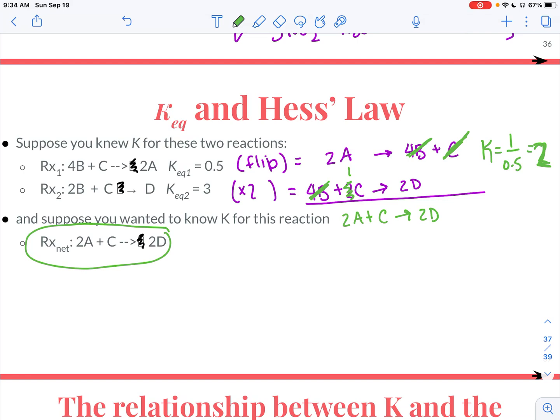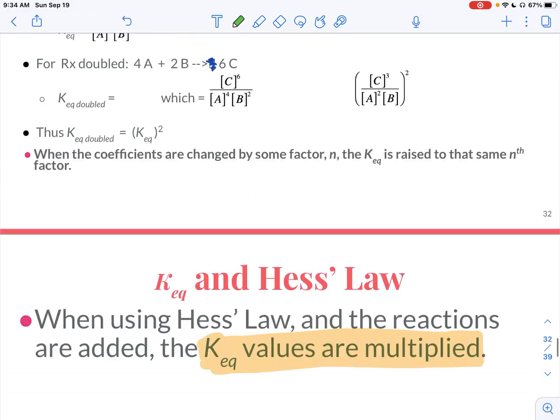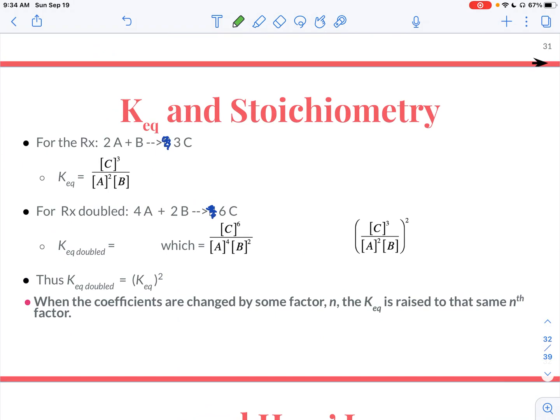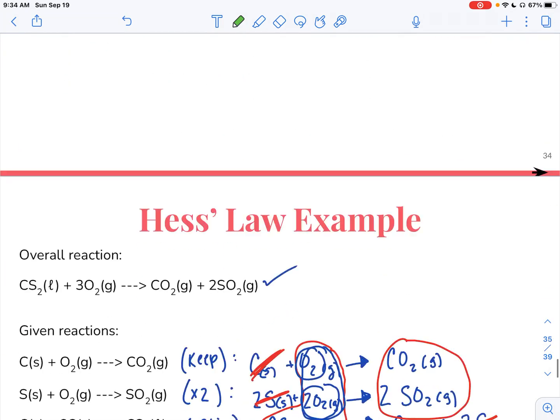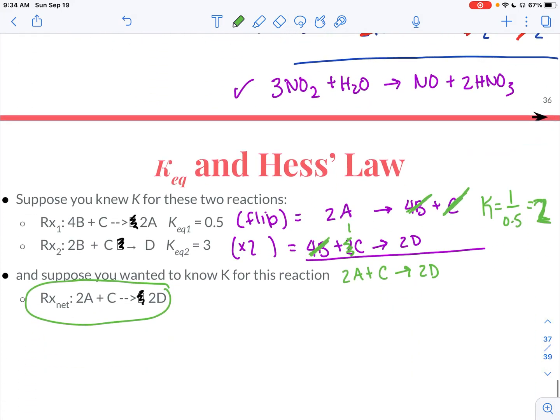So for reaction number 2, we multiplied it by 2. You know from up here that when you multiply a reaction by some number, your K is raised to that number. So if we multiplied this one by 2, then your K is going to be 3 to the second power, which we know is 9. So now we have our two different K values for our new reactions.